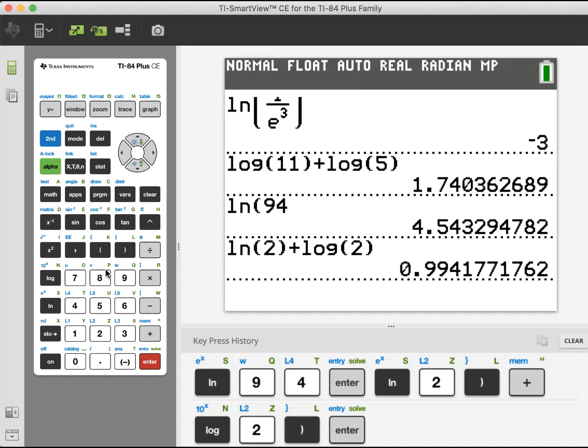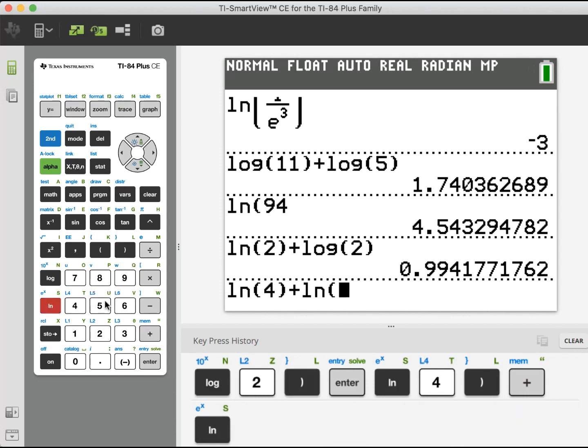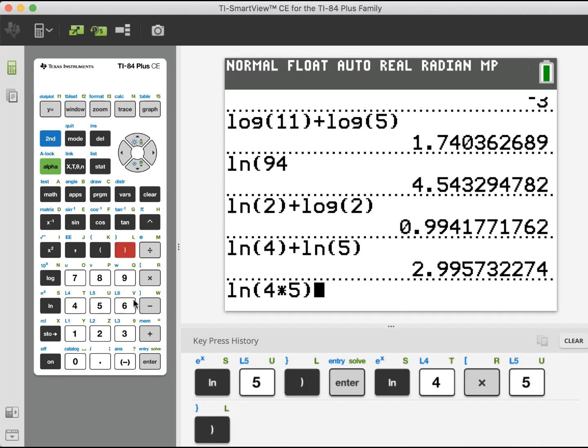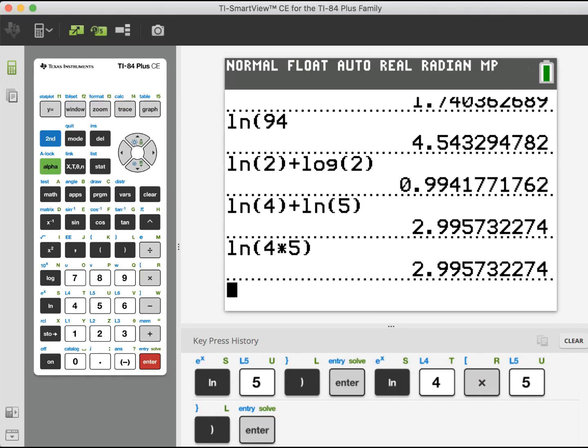Now, one thing I do want you to realize is, notice this. The natural log of, let's say, 4 plus the natural log of 5. What's that going to be? Okay, good. Now what happens if I do the natural log of 4 times 5? Oh, look, that's the same thing. These are equivalent. And we'll talk more about that later when we're working with properties of logarithms, and that'll be in the next section.